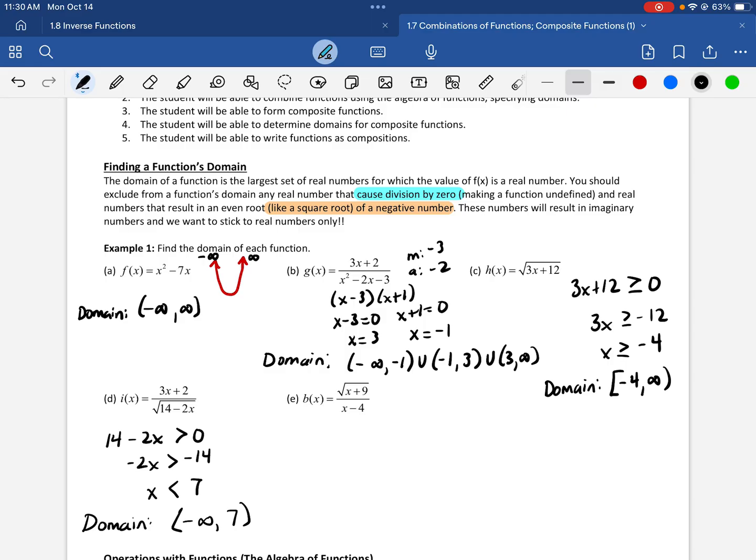And our last one here, another rational, and we're looking at what makes the denominator equal to 0. This one is already factored for us, so I'm just going to set it equal to 0, and that tells me x is equal to 4. That means I have to exclude 4 from my domain. So we're going to go negative infinity to 4, union 4 to infinity.